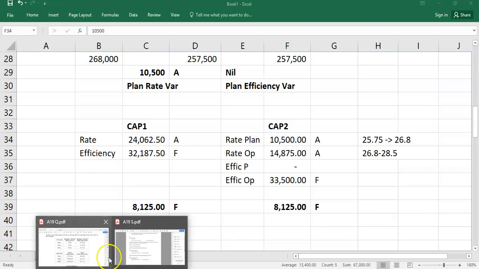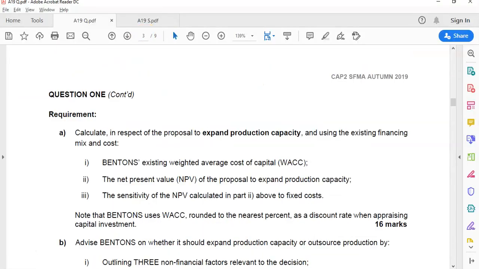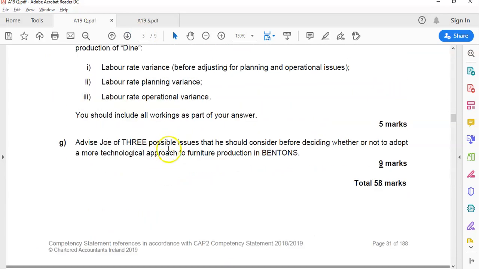Right. So you can then have a look yourself at the last part. It's quite an easy enough one. The last part, which is for 9 marks, advised Joe on 3 possible issues he should consider whether or not to adopt a more technological approach. So 3 points, 3 marks each. And go back to the question around the quality of it, redundancies, staff morale, etc., the reliability of the technology, and even staff training, etc., that has to go in. But I'm not too worried about that. You can have a look at the suggested solution.